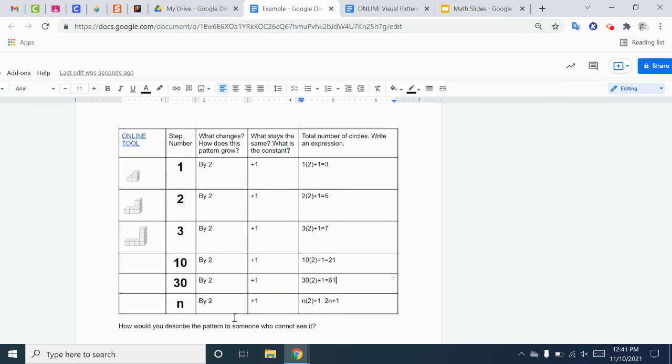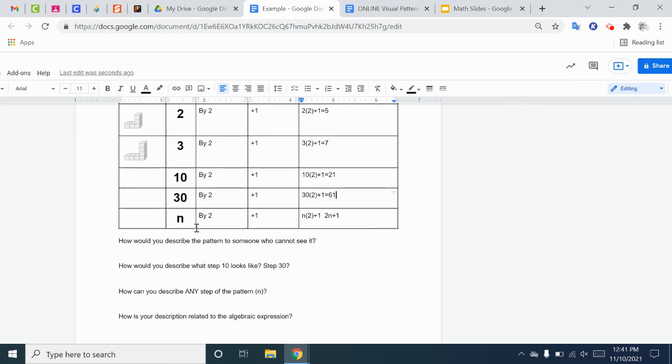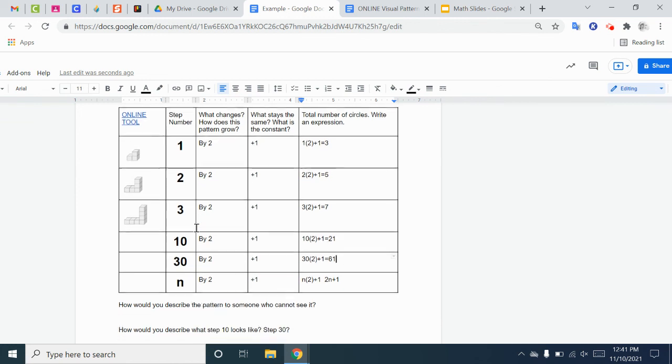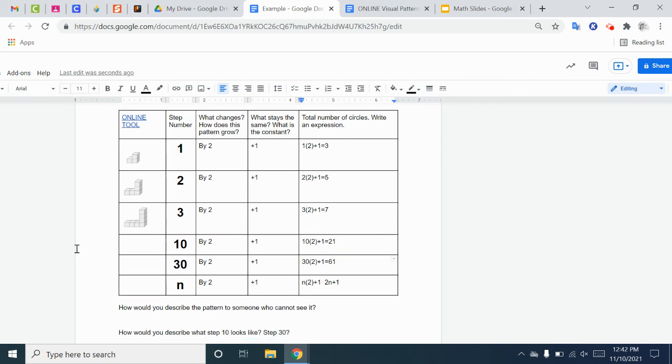So that's how you fill in the table, just like we did when we did the patterns on Monday. Now, to answer the questions, I have to be a little bit more detailed. So I'll do another video on that one. So this first video is just how to fill in the table. So hopefully that helped.